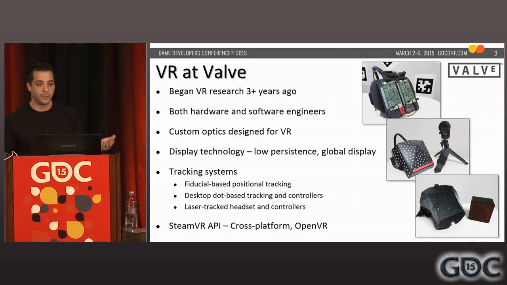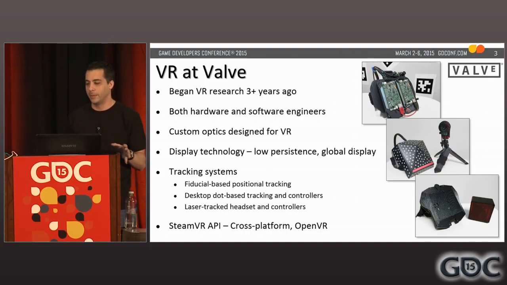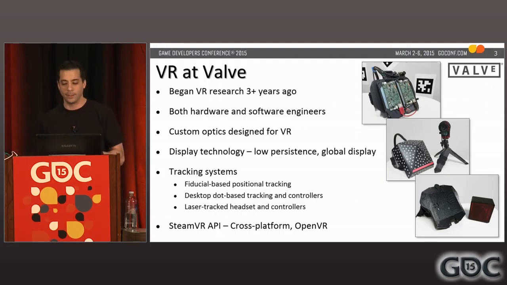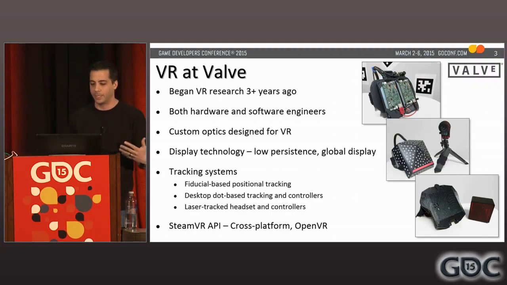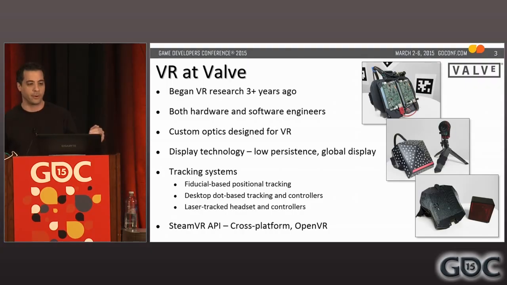And we've also created the SteamVR API, which is a cross-platform API. There's also a form of it that doesn't require Steam, which is called OpenVR. We're not going to talk too much about that today. This is not a sponsored session, so I'm not here to pitch that API, but I will make mention of it where it does matter, where for certain problems that I'm presenting, you can get data through that API.